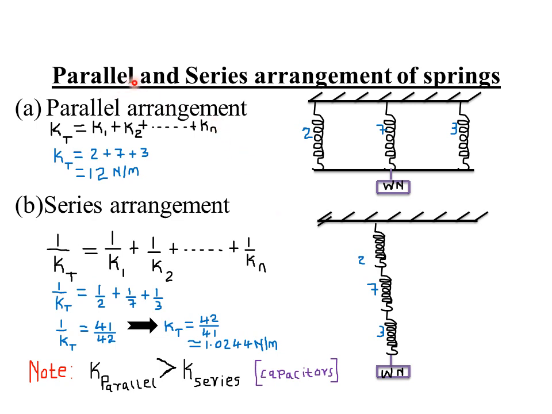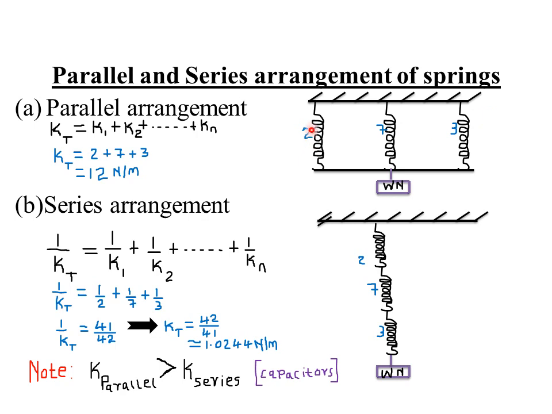Today we are looking at the parallel and series arrangement of springs. Let me start with the parallel arrangement of springs. Whenever springs are arranged in parallel form, remember they appear like parallel lines. Parallel lines will never intersect each other. So when springs are arranged in this manner, we say that the springs are arranged in parallel form or in a parallel manner. So this is the parallel arrangement of springs.